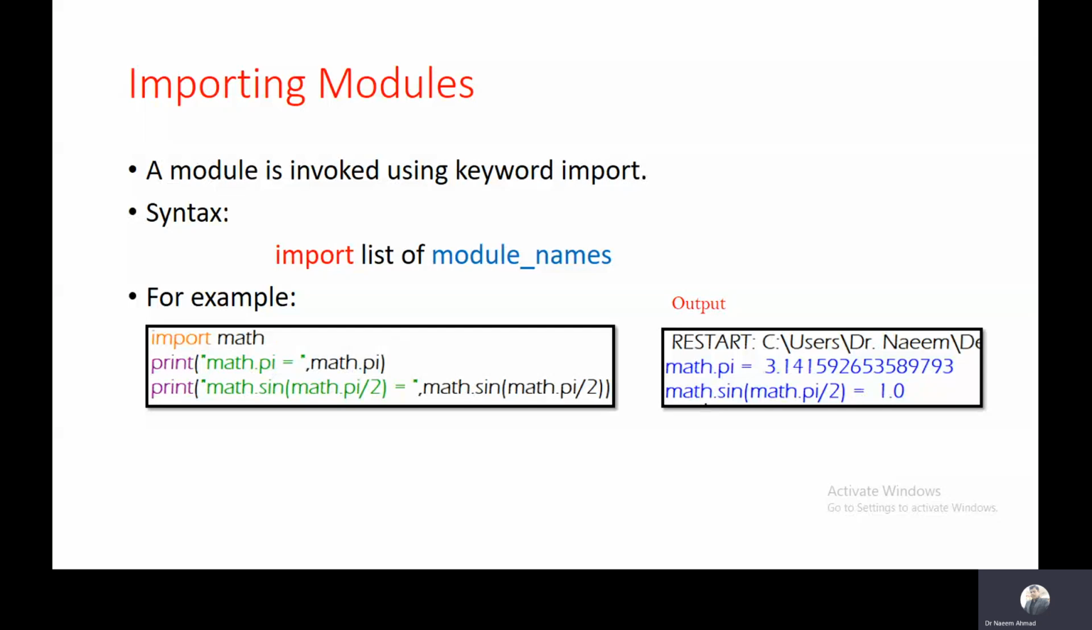Math.pi is equal to 3.14, and if you use math.sin of math.pi divided by 2, then it will show this result, 1.0.